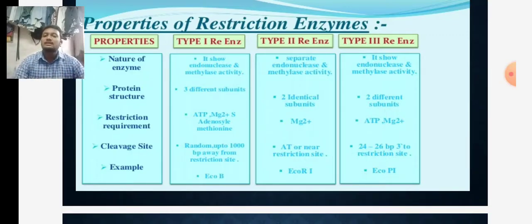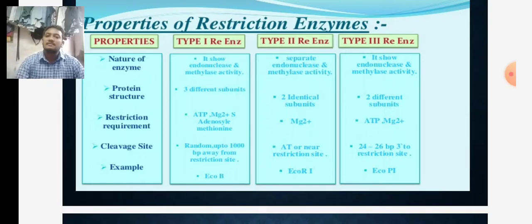Okay, next is the restriction requirement. We have already discussed the characterization. In this process they require some cofactors. Type first requires ATP for the energy generating process, along with Mg2+ and S-adenosylmethionine, which act as cofactors. Type second only requires the magnesium ion as a cofactor, and type third requires ATP plus magnesium. Next point is the cleavage site.